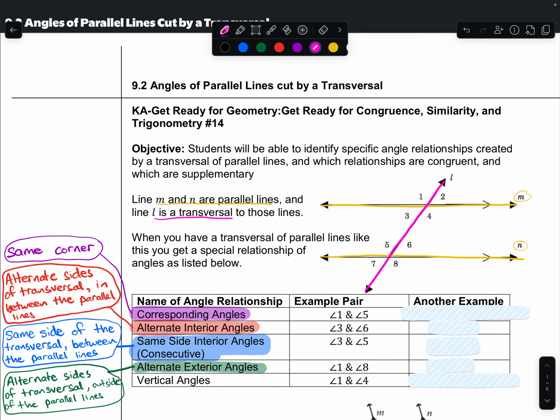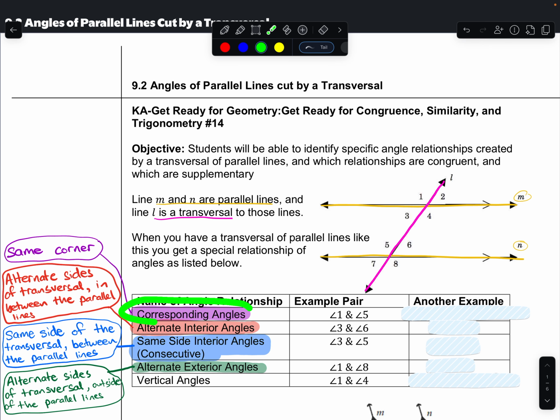When you have two parallel lines and a transversal, we end up with a bunch of different angles. I numbered them. We have 8 different angles here in this picture. And if you pick any two angles, they probably have a specific angle relationship that I've listed here.